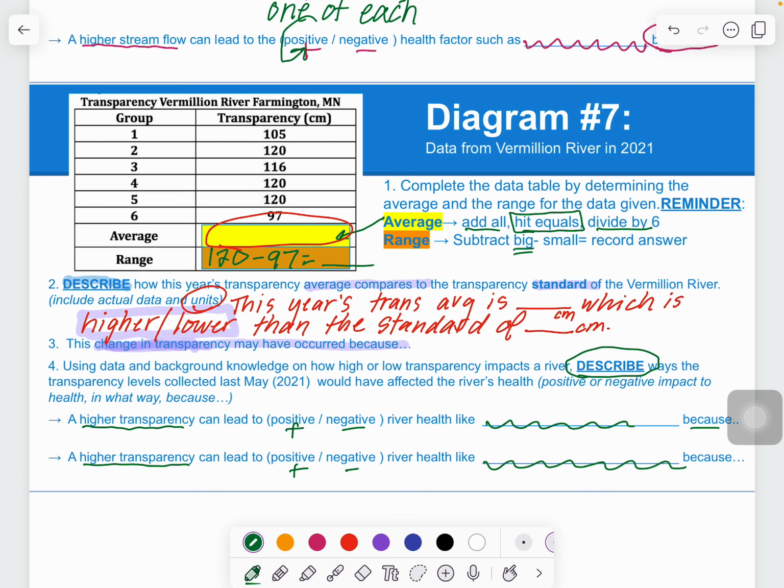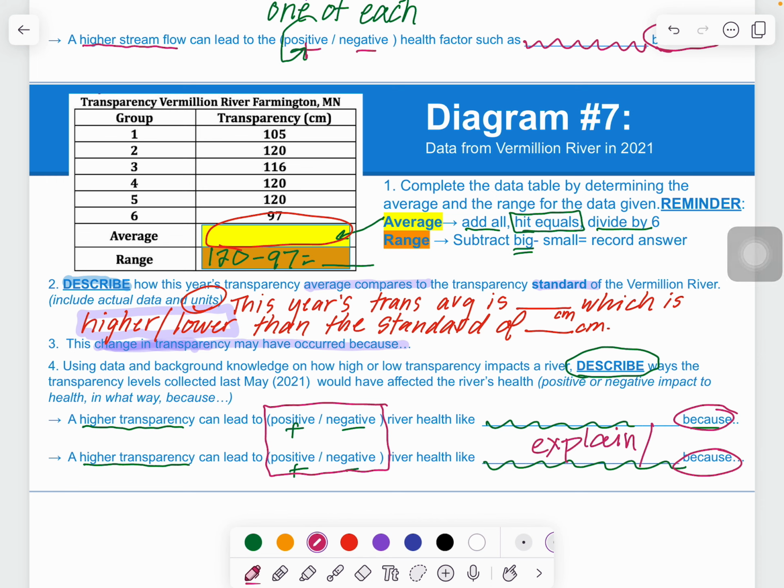Okay, I'm not going to ask you to do one of each for this one. You can decide what fits best with what you're seeing for changes in transparency. But again, make sure your because is in explain, right? And you've got some detail in there.